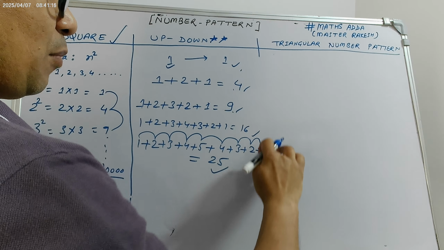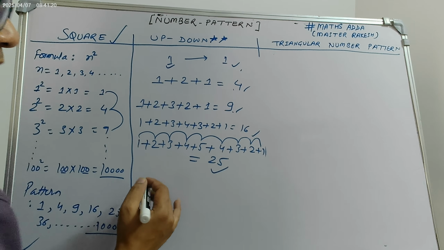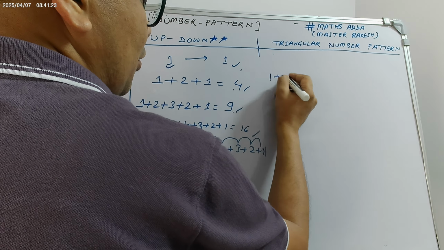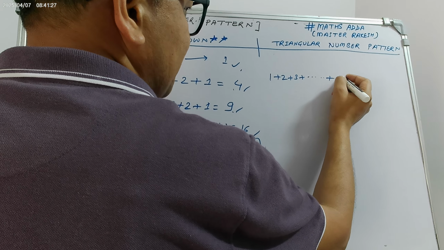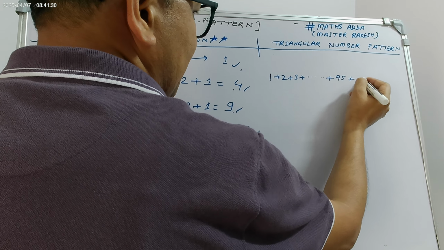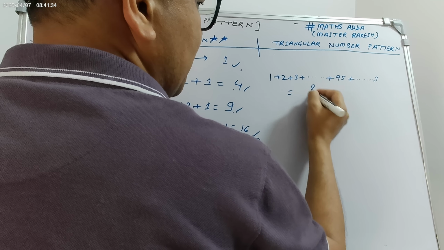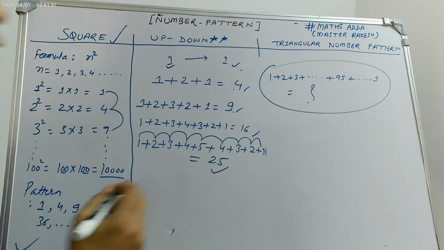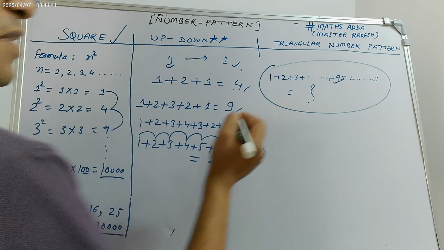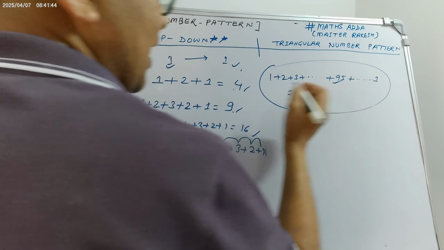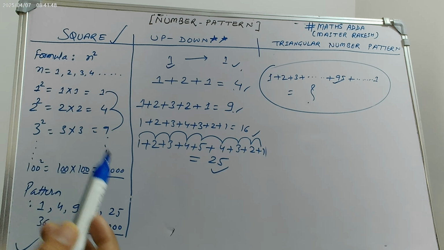So what did you learn from the up and down pattern? If I ask you a question like this: 1 2 3, going up to 95, then coming back down to 1, the first floor. What will be the answer? You are going up to the 95th floor, then coming back to the first floor. How will we find the value of this?